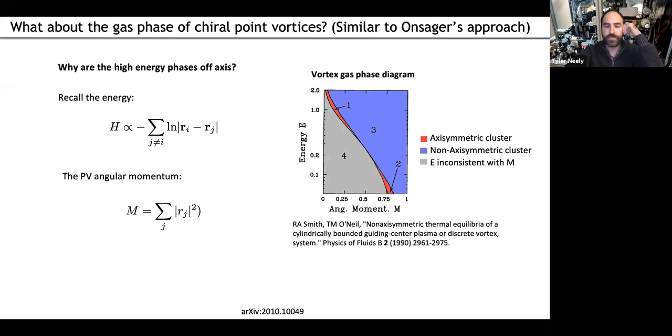And so if you vary the energy and angular momentum in modeling this point vortex system, these are the results that we built substantially on in striving to realize this experimentally, following this paper from Smith and O'Neill from 1990. You can see there's this phase diagram of energy versus angular momentum and different possible configurations for the vortices. Interestingly, most of this space here is these non-axisymmetric clusters. And a Birkhoff lattice is going to be sitting somewhere, essentially just a point on this line.